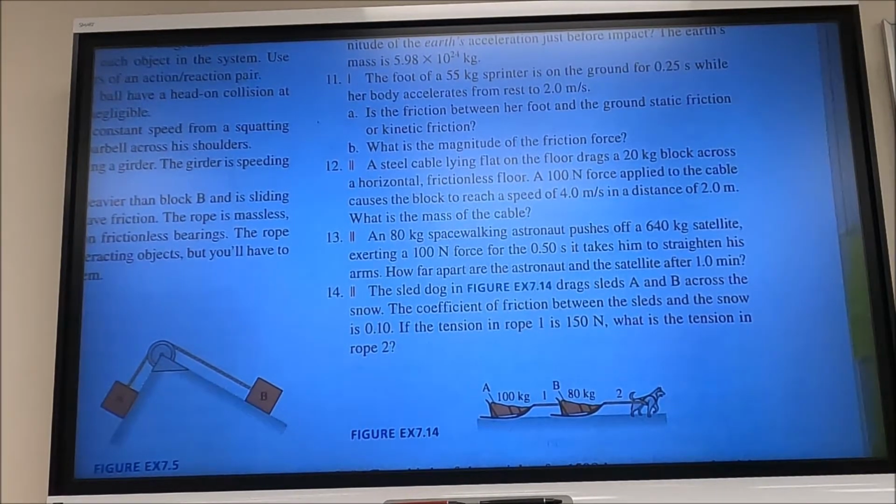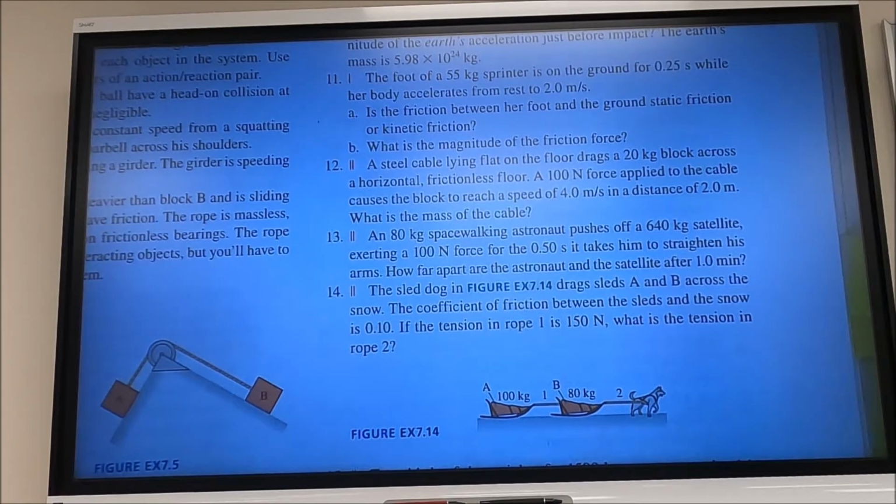It says a steel cable laying flat on the floor drags a 20-kilogram block across a horizontal frictionless floor. A 100 Newton force applied to the cable causes the block to reach a speed of 4 meters per second in a distance of 2 meters. What is the mass of the cable? Notice they're asking for the mass of the cable, so we cannot assume a massless cable. The cable has to be treated like an object in our system.